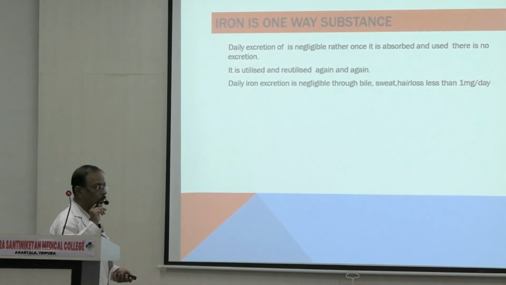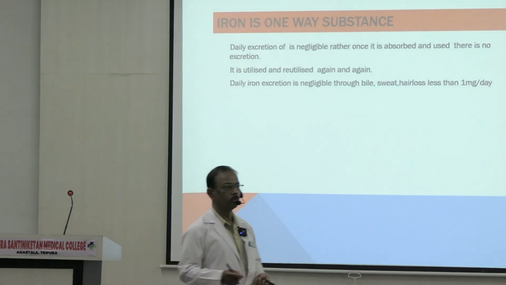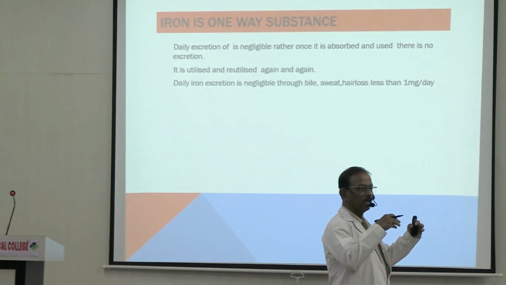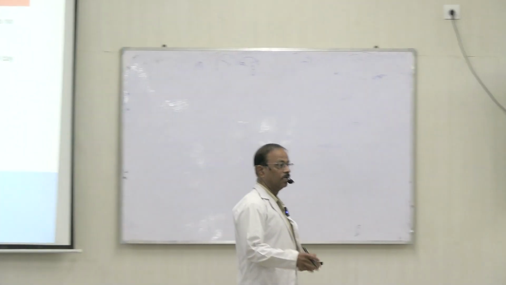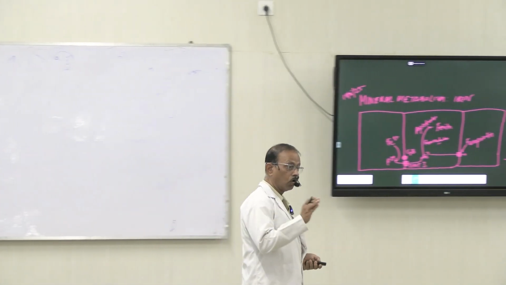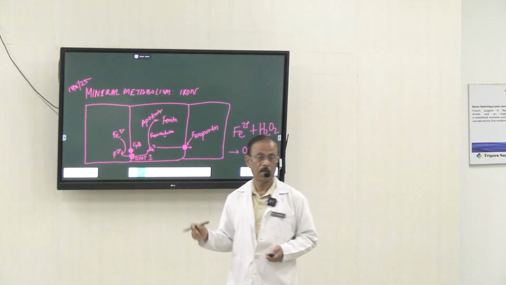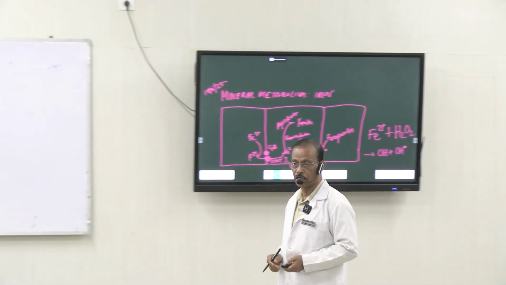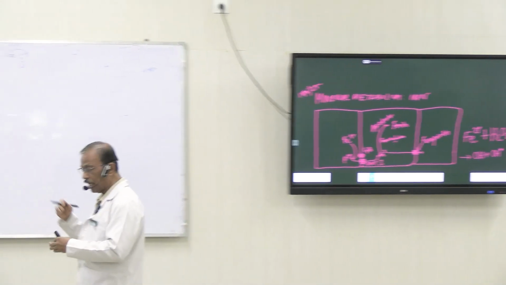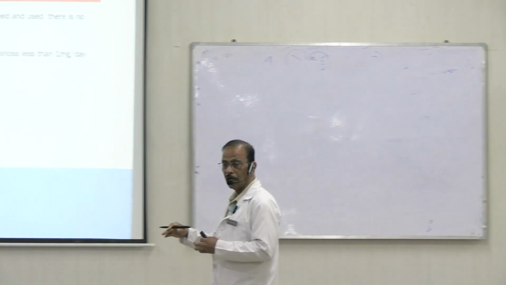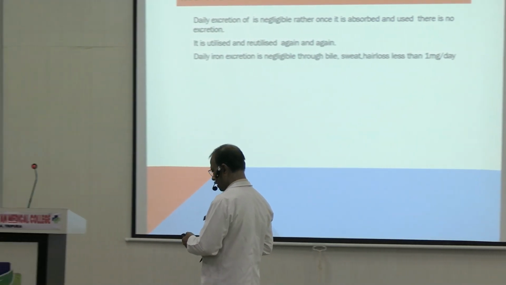Now, iron is called a one-way substance. As I told you, it has a route to enter only, but there is no route to exit. I mean, there is no system of excretion of the iron after utilization. After it is utilized, it is again stored as ferritin, and again it will be used when the demand is there.